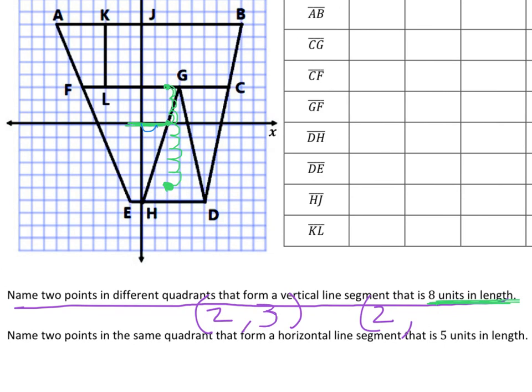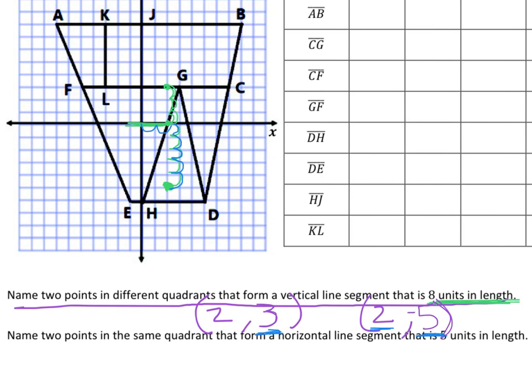So what's my point going to be? I have 1, 2, which is right there, and then I have 1, 2, 3, 4, 5. So 2, comma, negative 5. And the reason why I'm negative is I'm going down below the x. So that's one possibility.